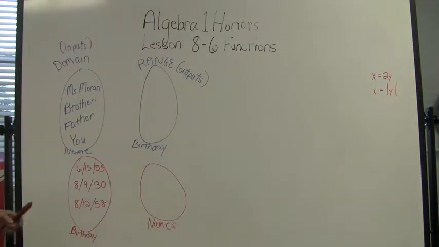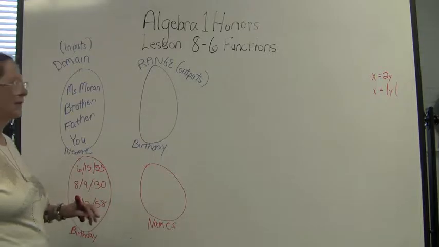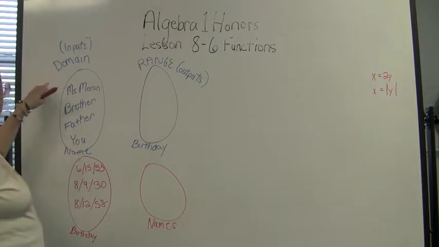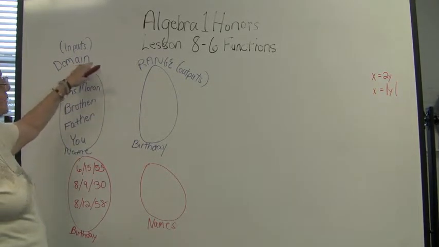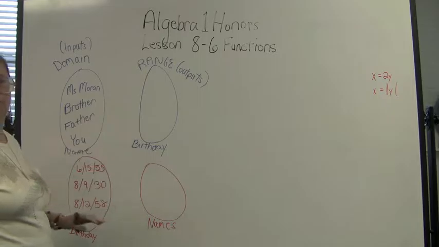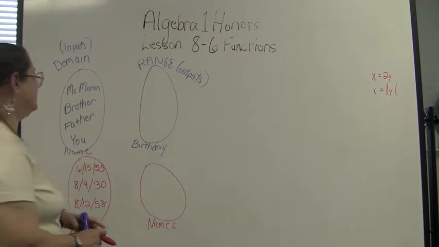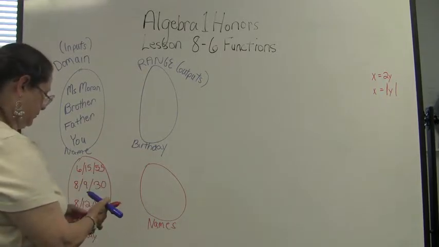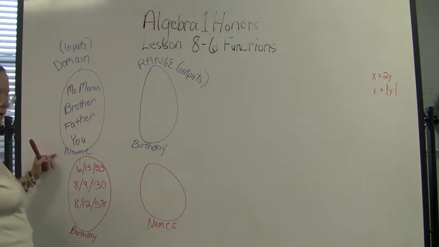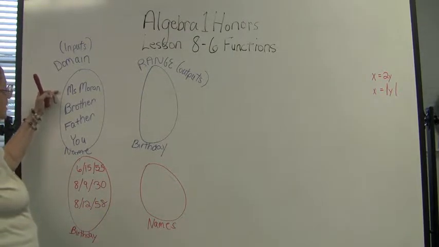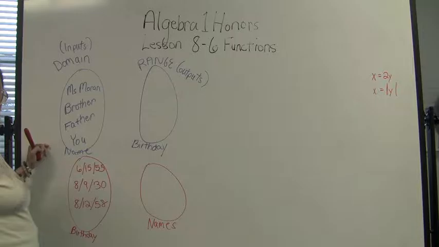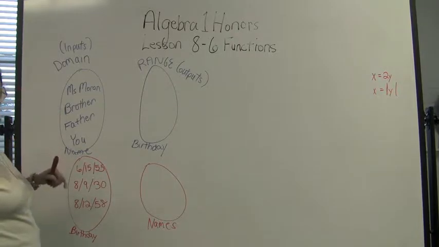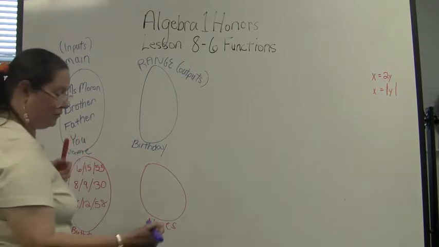A function is a mapping, right, where we have a set of inputs and we map them to a set of outputs. The inputs are called the domain, and the outputs are called the range. Let me give you an example to make it very, very clear. If over here I have a set of names, me, my brother, my father, and maybe your name, and my function is to map the name to that person's birthday.